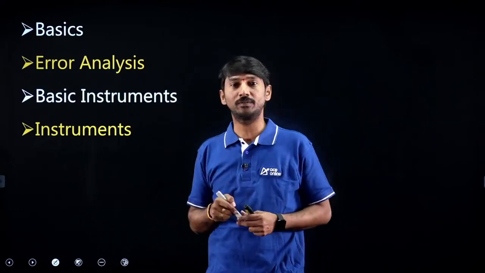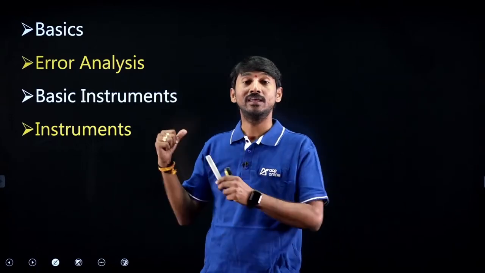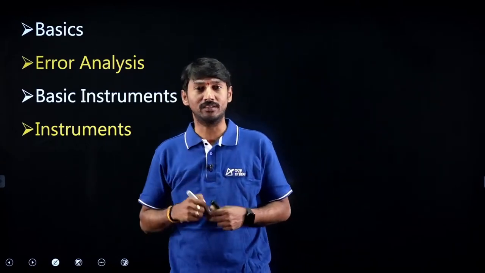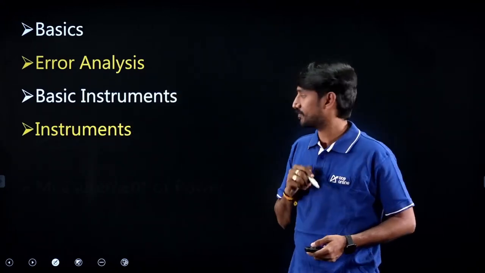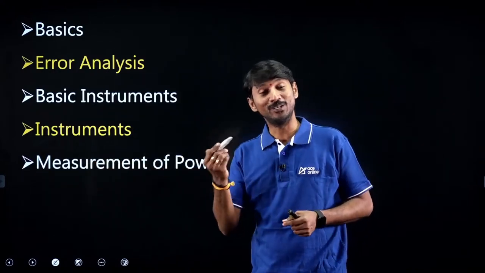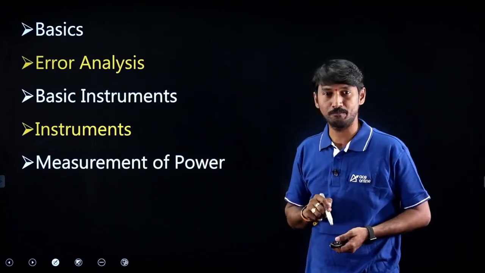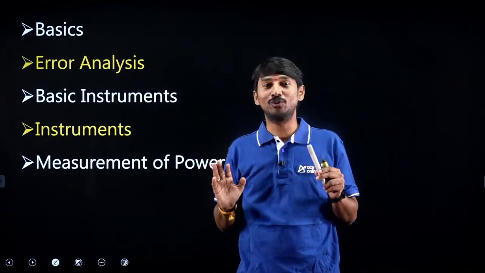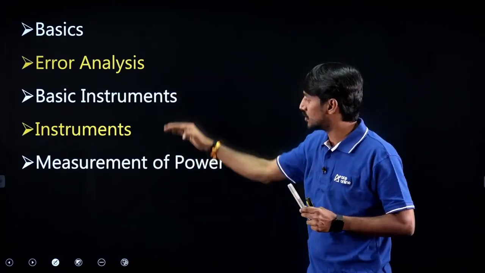In this instrument chapter, the PMMC instrument, MI instrument, and then the electrodynamometer instrument, that is the electrodynamometer wattmeter, the power measuring device, all will be studied in this chapter. And then measurement of power: DC power, single phase AC power, three phase AC power will be covered in this chapter. If we complete up to this, we will be able to measure current, voltage and power. All methods will be done.